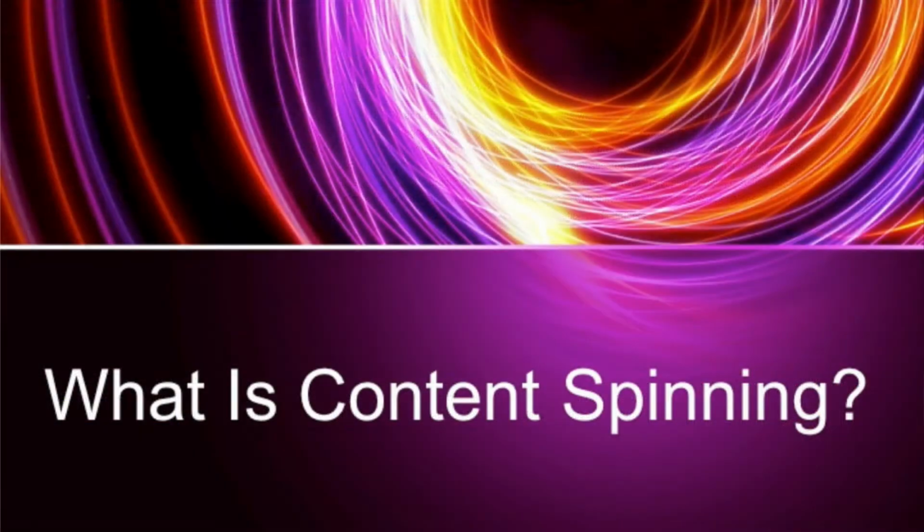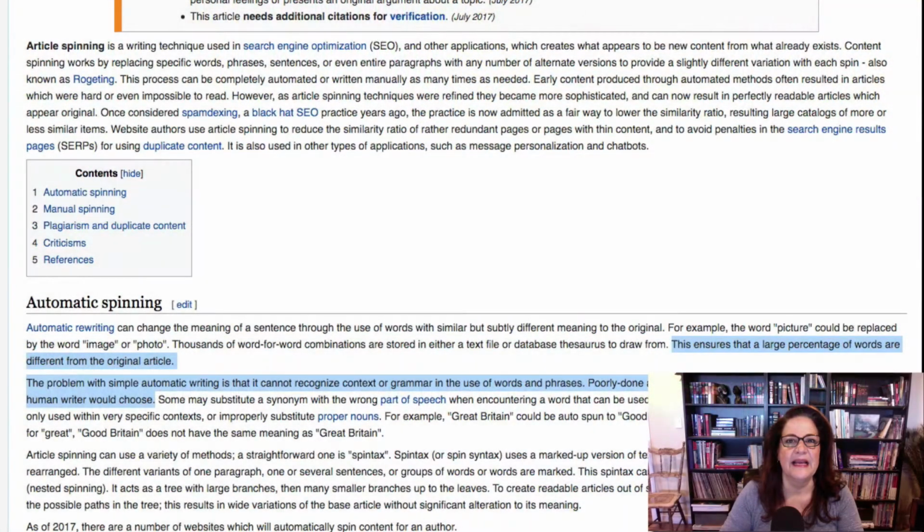So let's get started, shall we? So what is content spinning? Well, according to Wikipedia, spinning is used for SEO purposes, and it's for creating content from what already exists.